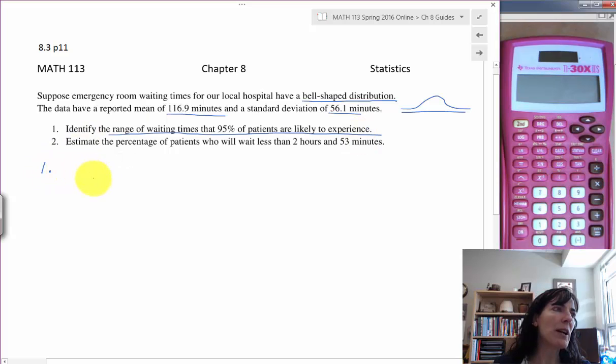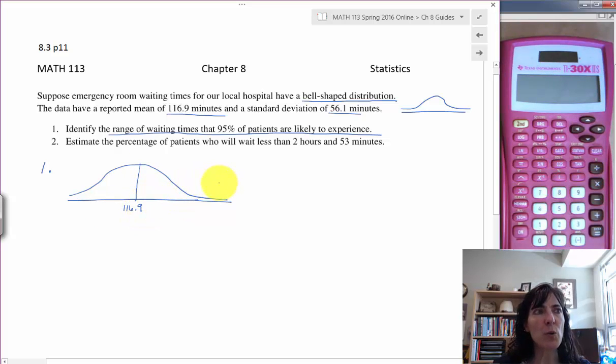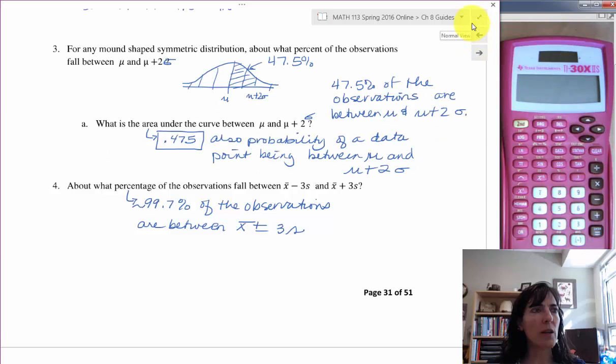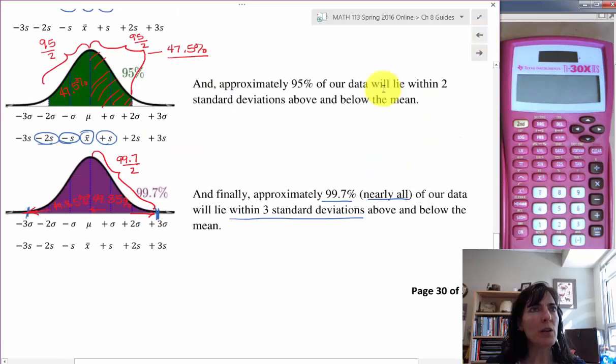So if we're trying to find the range, we really need to know, for our bell-shaped normal distribution, our mean is 116.9, and we really need to know what's out here. Where do we have to go for 95% of our data? First, we want to find that 95%. So we were looking for 95% of our data.